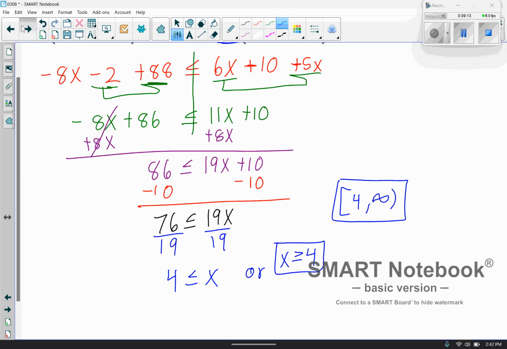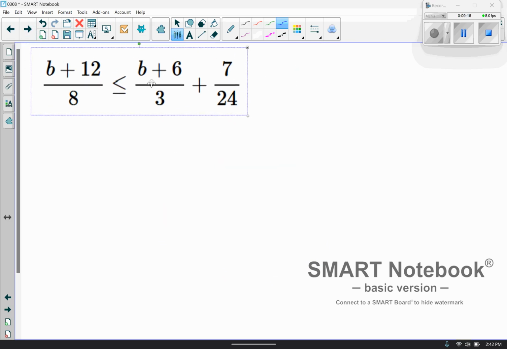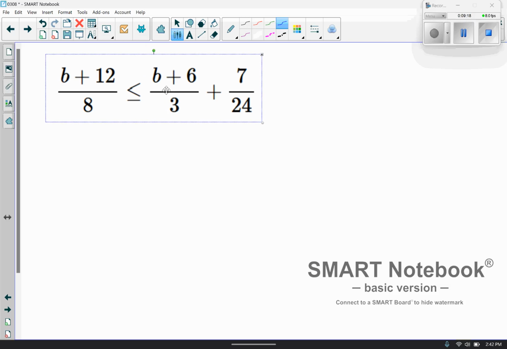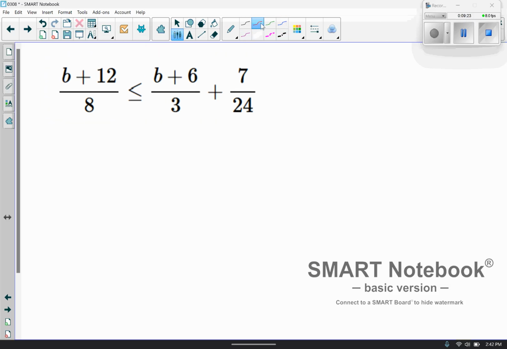Okay, let's see, a few more. Ooh, this looks interesting. So it looks kind of bad, but we're going to make it a little bit easier to work with. And once again, we've actually done problems very similar to this when we were dealing with linear equations. The only difference is we have the inequality symbol here. So the LCD between 8, 3, and 24 is going to be 24. And so what we're going to do here is multiply both sides of the inequality by 24.